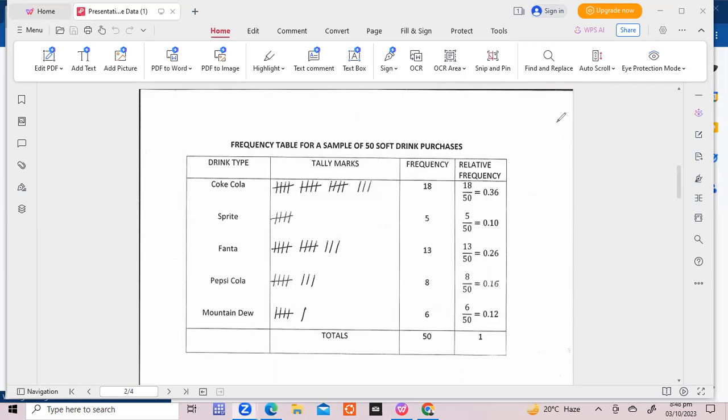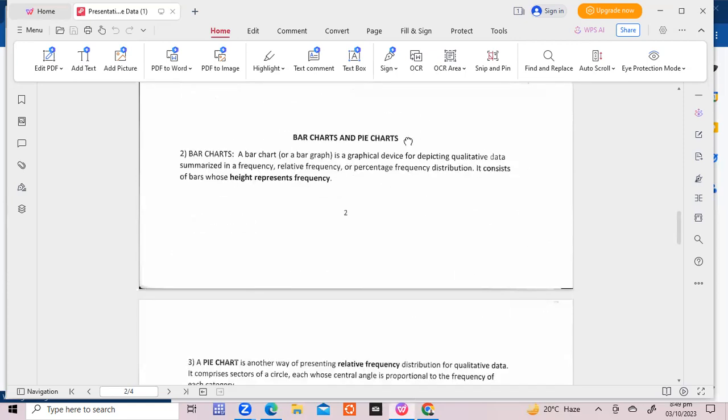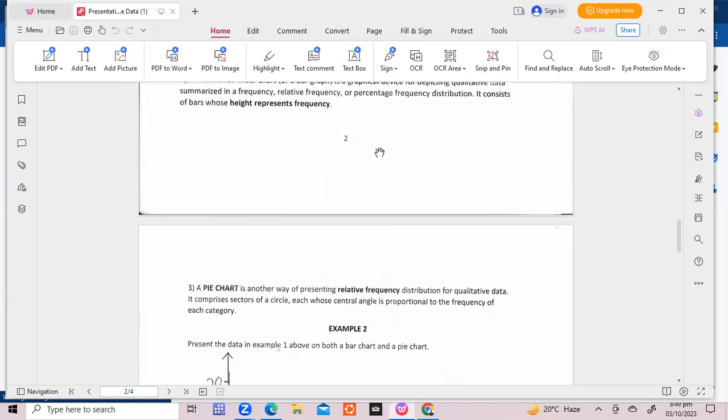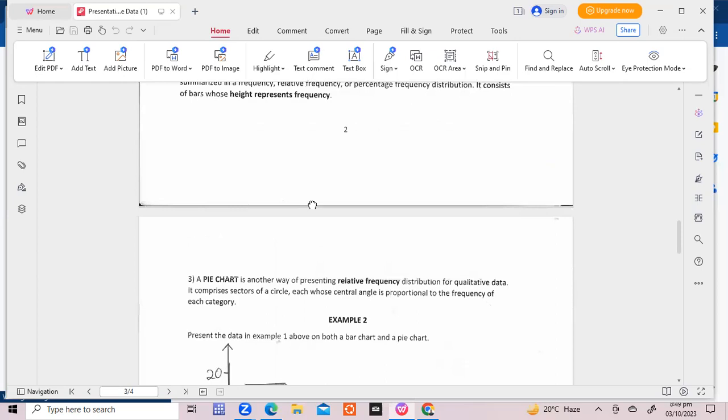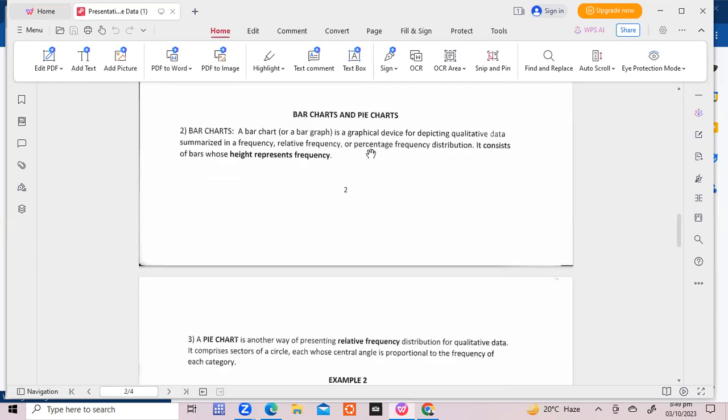Okay, so that is the case. Let's proceed and go forward. I'm sure this is just a bit more like a revision. So we will look at the bar chart and pie chart. For us, that's not a very big problem.